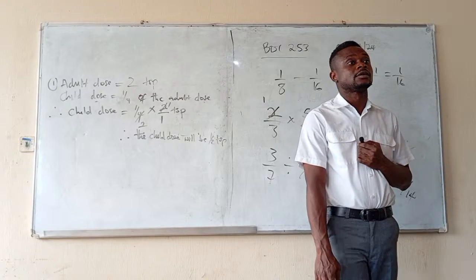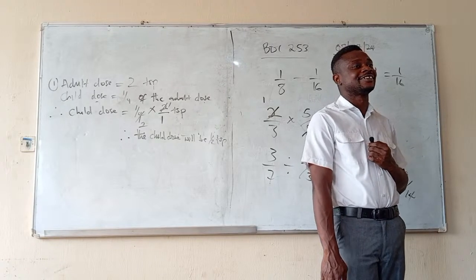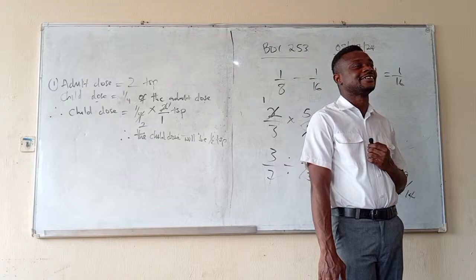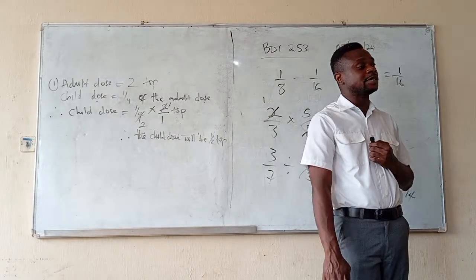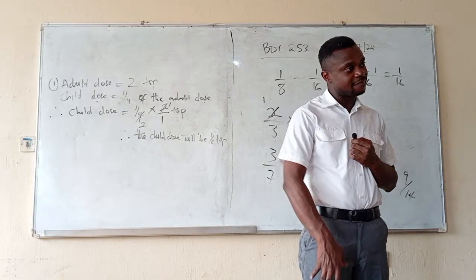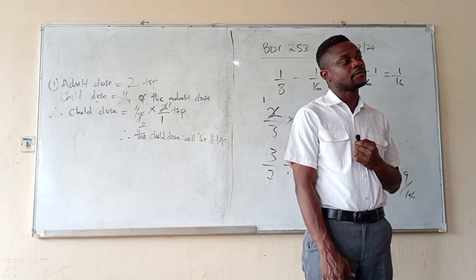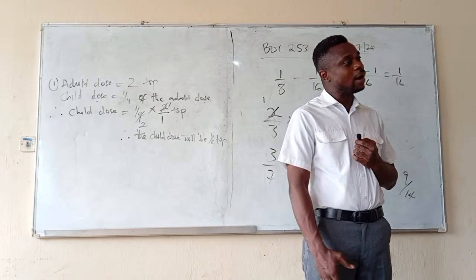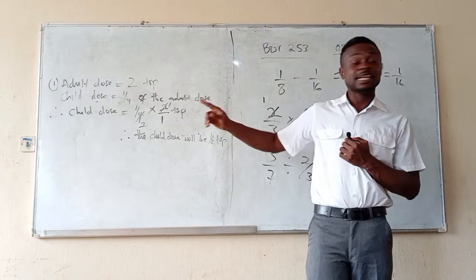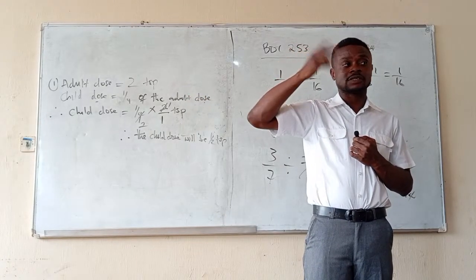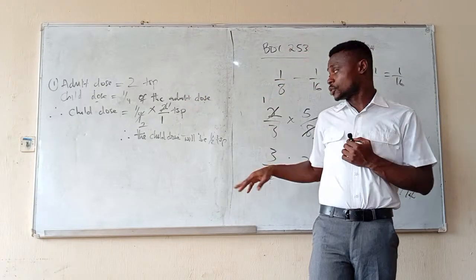Half of 2 is 1, you say? No, let me understand what you're saying. You say the child dose is half, so half of 2 is 1. It's not 1. Remember I said the question says 1/4 of the adult dose. Is it clear now? So the answer is what?